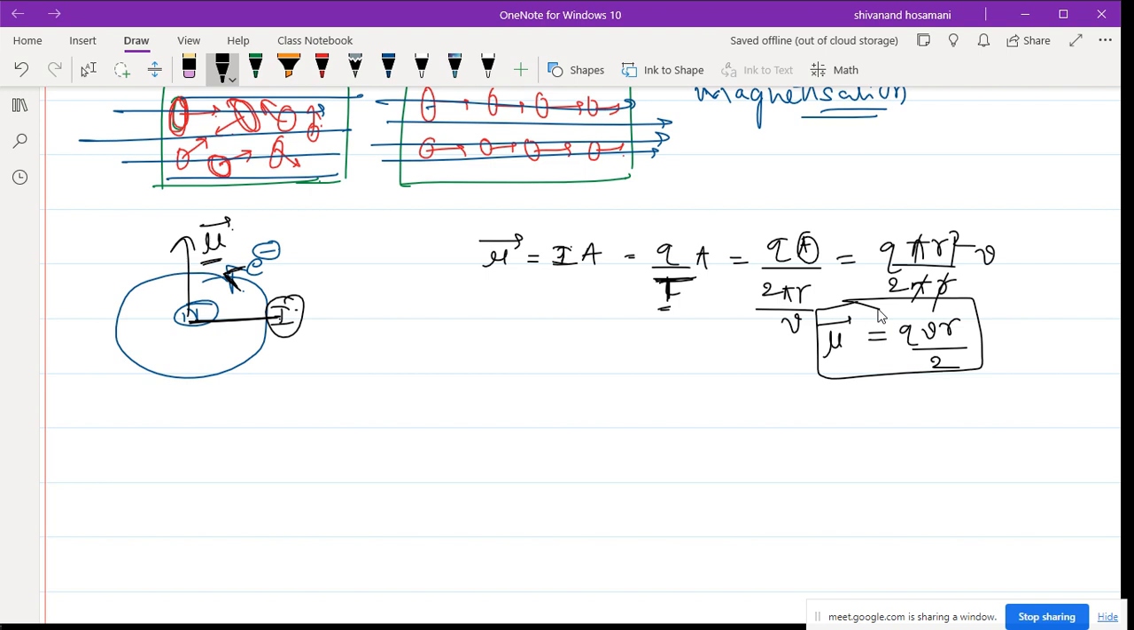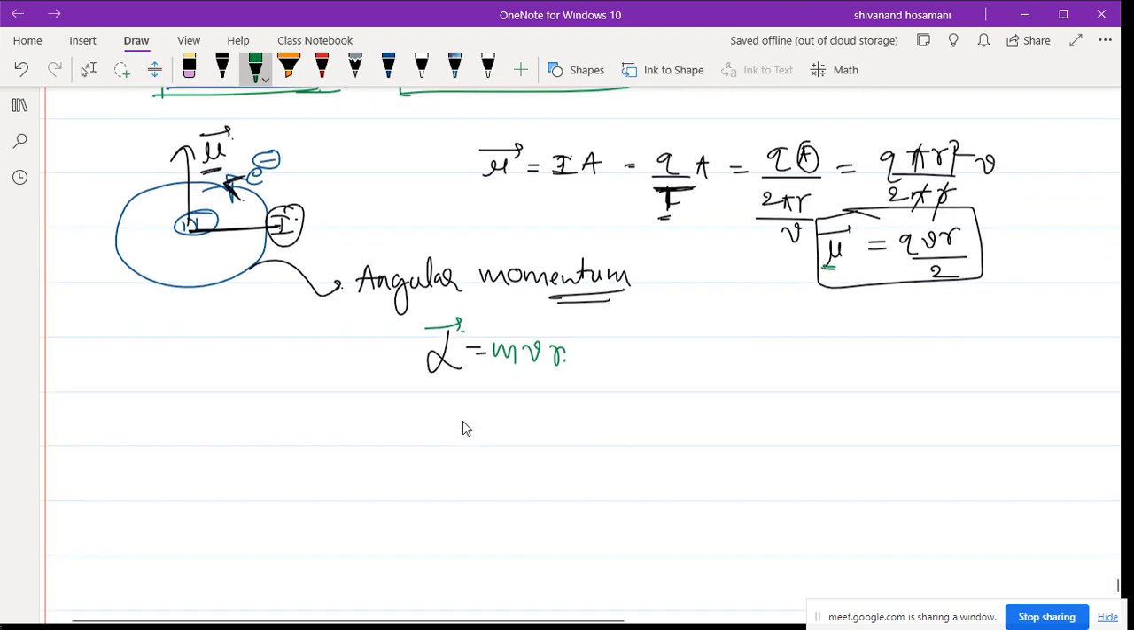And similarly, because of its circular motion, it is going to experience an angular momentum. So how do you define the angular momentum here? Angular momentum L is equal to the mass of the electron into velocity into R, that is m v r. Magnetic moment is also a vector quantity, and angular momentum is also a vector quantity.